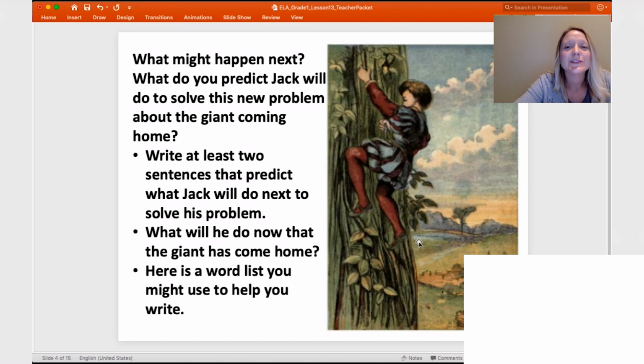Now, what was the solution to this problem? Did we hear it? Amazing. Yeah, that's right. The giant's wife told him he was dreaming, didn't she? She kind of helped Jack again. So let's write that. You go ahead and try on your own. Then we'll share together.